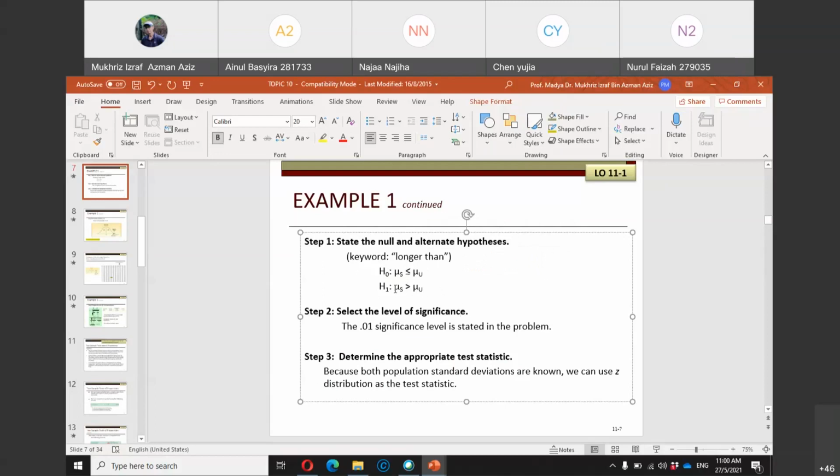But the second thing that you need to be particular about is the order of how it appears in your H1. Because in this example, I think it's very clear: you want to test that standard time is longer than the U time. So standard appears first, followed by mu U. So in your calculation, it will be x bar S minus x bar U. So for a one tail test, whether longer or smaller than, it is quite clear. You need to follow what the question wants you to test.